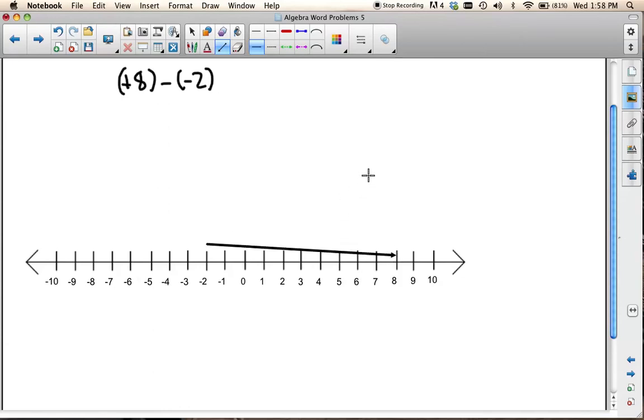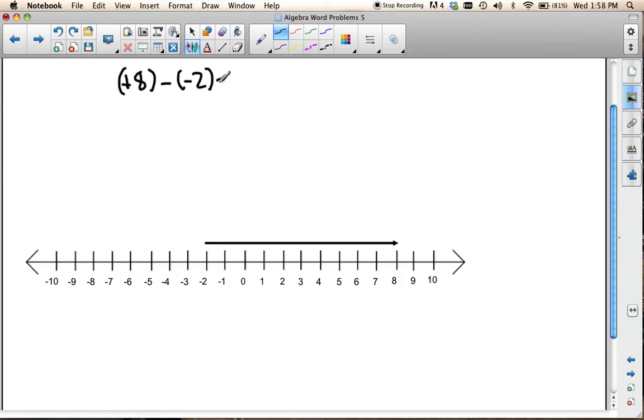Okay, so we have positive 8. So from negative 2 to positive 8. And if we count the spaces between the two of them, 1, 2, 3, 4, 5, 6, 7, 8, 9, 10, we can see that our answer is positive 10 because our arrow is going to the right. So when our arrow on our number line points to the right, we have a positive number. When our arrow on the number line points to the left, we have a negative number.